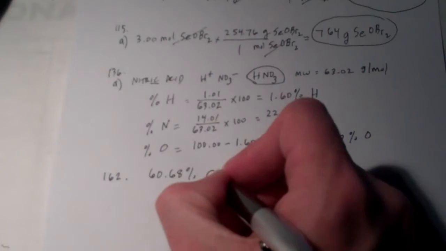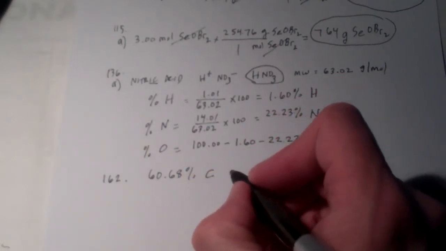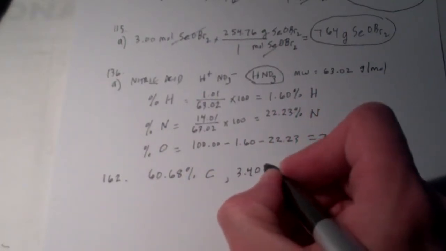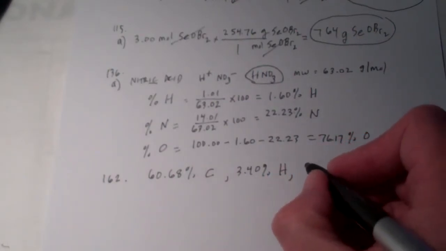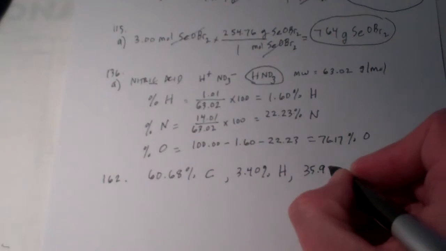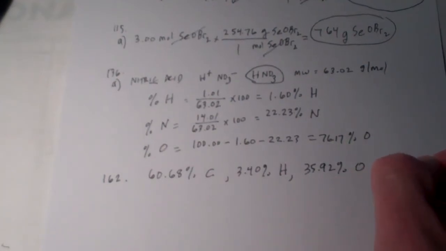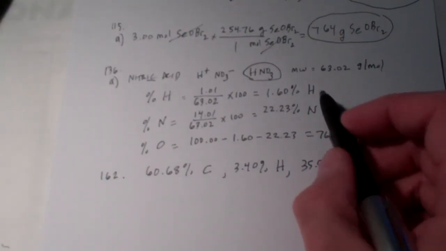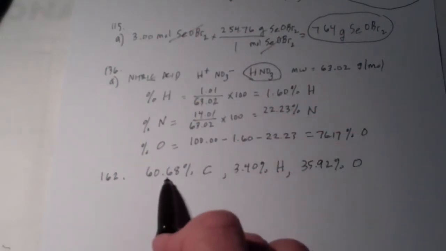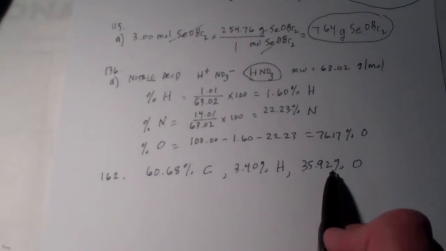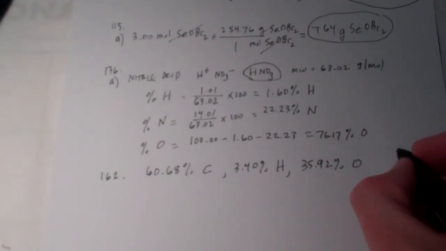60.68% carbon, 3.40% hydrogen, and the rest of it is oxygen, which turns out to be 35.92%. Now you'll notice in the previous problem we had the formula and we found percent composition. Now I'm giving you a percent composition, and we're going to work backwards and find the formula.